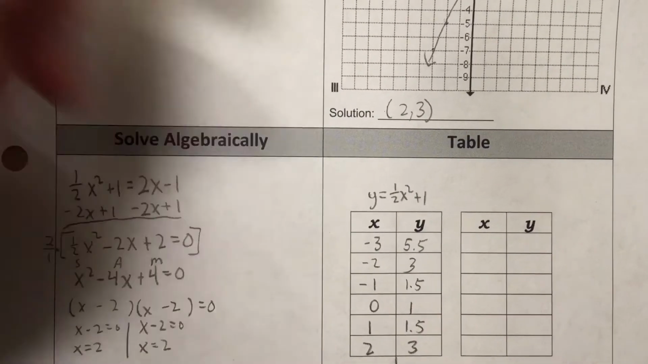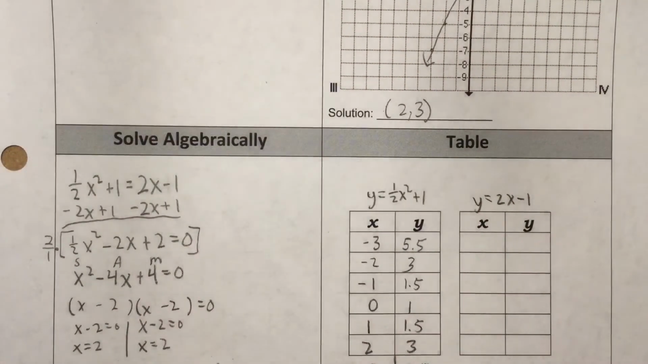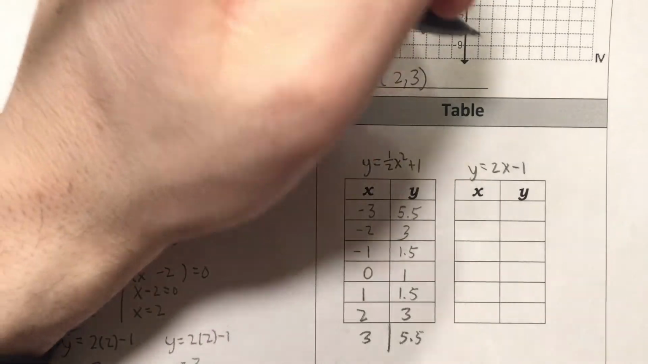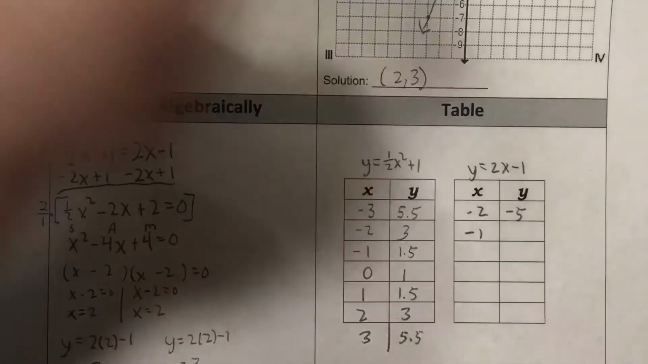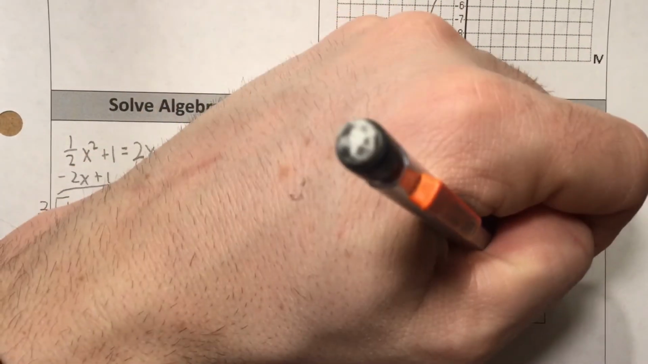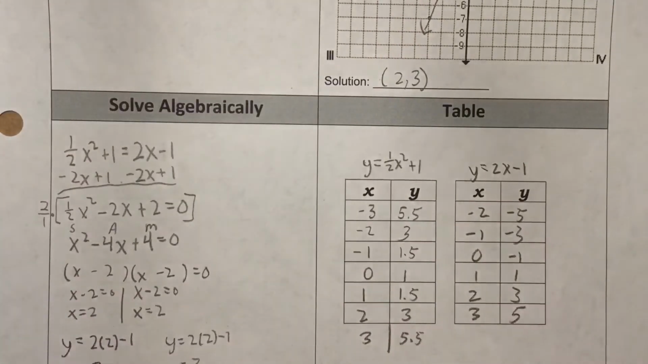And then points we have for the line. We have (-2, -5), (-1, -3), (0, -1), (1, 1), (2, 3), and (3, 5).